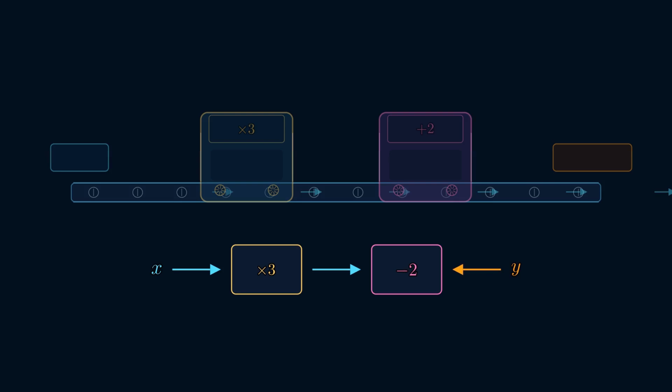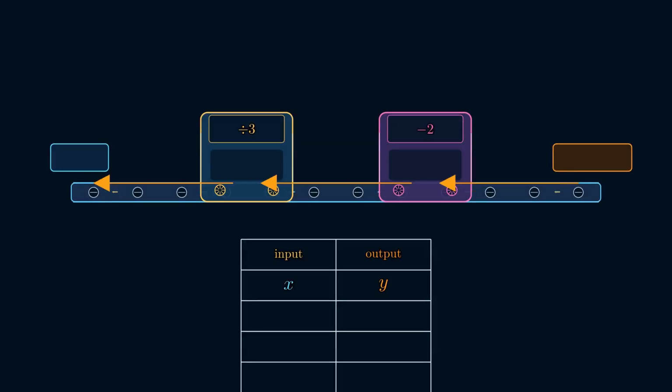Now reverse the first machine. The last forward step was add 2, so the first backward step is subtract 2. The earlier forward step was multiply by 3, so the next backward step is divide by 3. Start from 5. 5 subtract 2 is 3. 3 divided by 3 is 1. Start from 14. 14 subtract 2 is 12. 12 divided by 3 is 4. Start from 23. 23 subtract 2 is 21. 21 divided by 3 is 7. The same table still keeps x on the left and y on the right.